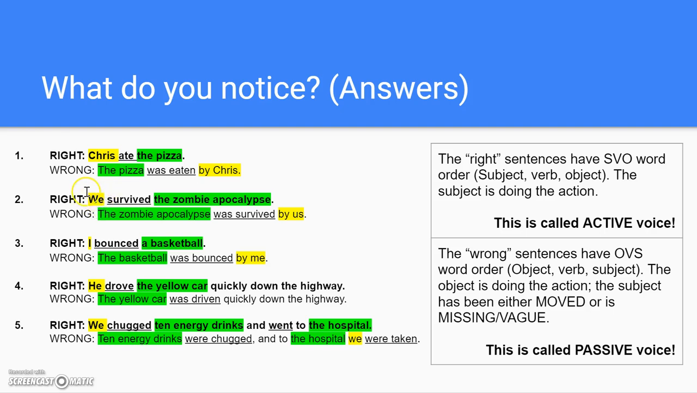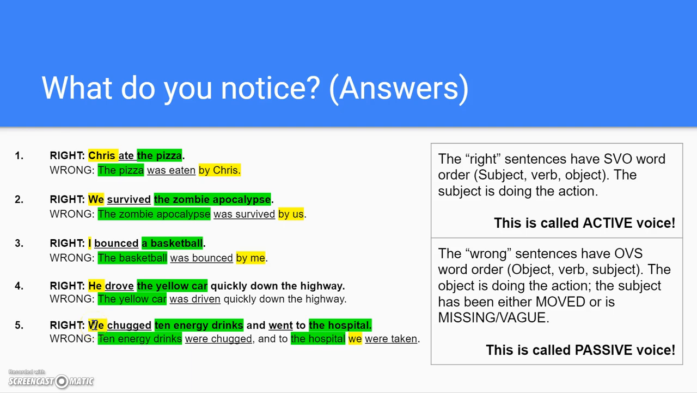Same thing with number 2. We survived the zombie apocalypse. Number 3. I bounced a basketball. I'm doing the action. What did I bounce? A basketball. Number 4. He drove the yellow car. And where and how did he drive it? Quickly down the highway.